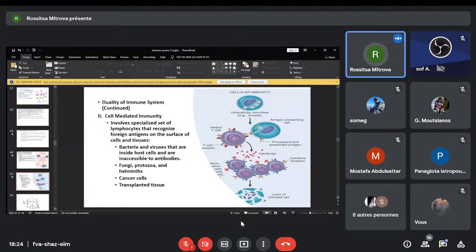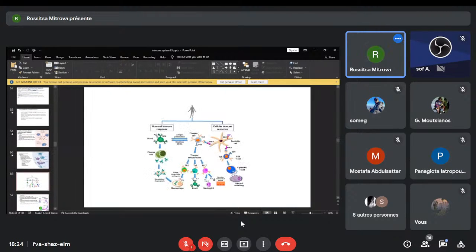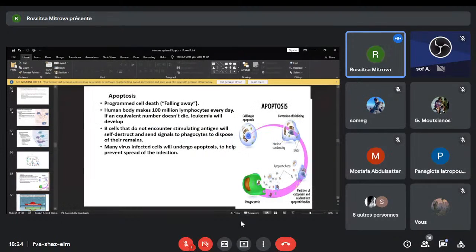Bacteria and viruses that are inside host cells and are inaccessible to antibodies. Fungi, protozoa, and helminths, cancer cells, and transplanted tissue. Here you have a more detailed scheme of the duality of the immune system.